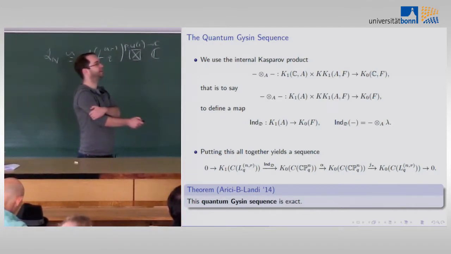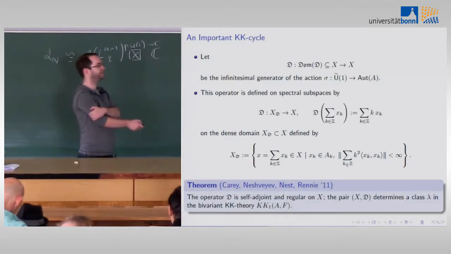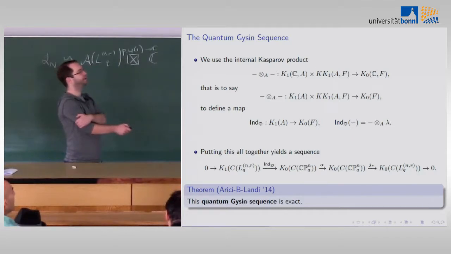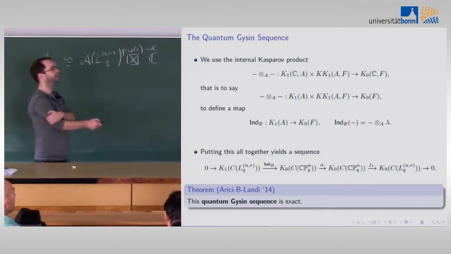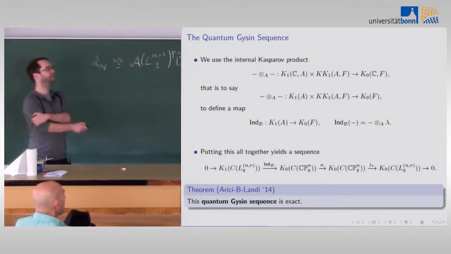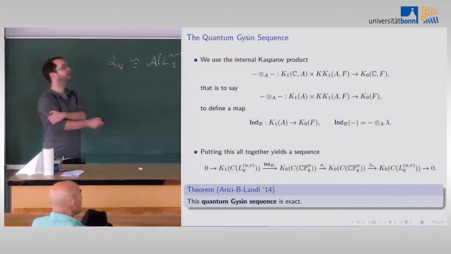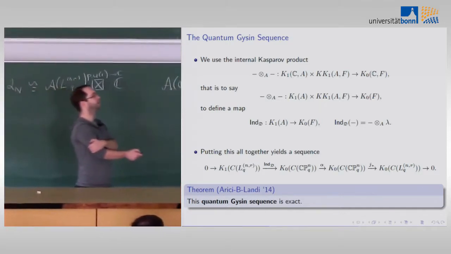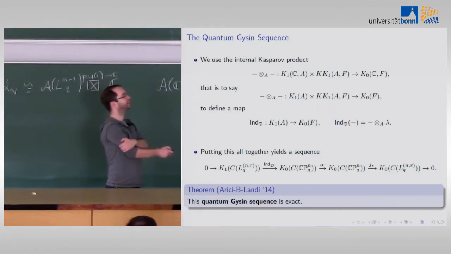And this is KK1 of AF, so this is where this class lambda lives. Kasparov tells us that when we have the right factor here and the left factor here agreeing, then we can contract. There's a nice product there, which we denote using tensor of A. This is all Z2 graded. So the point is that I can contract this A, and I'll land in K of CF. This is a Z2 graded theory, so odd times odd goes to even.